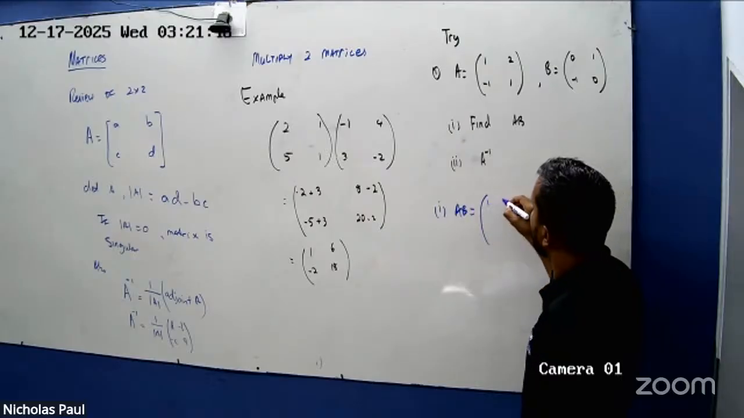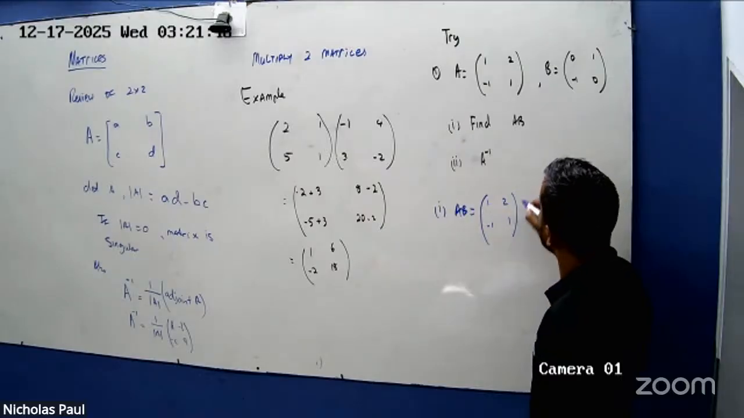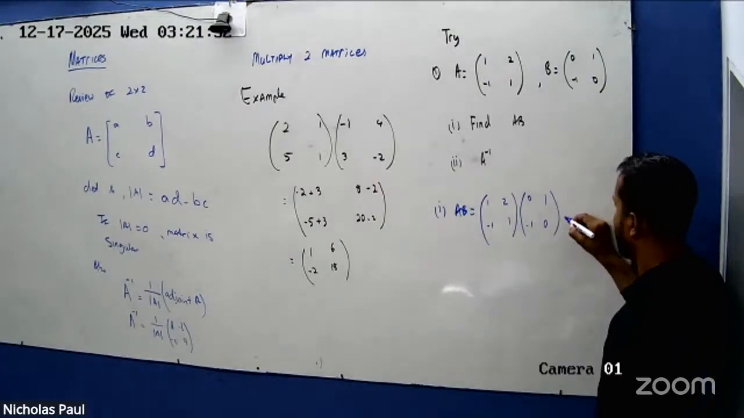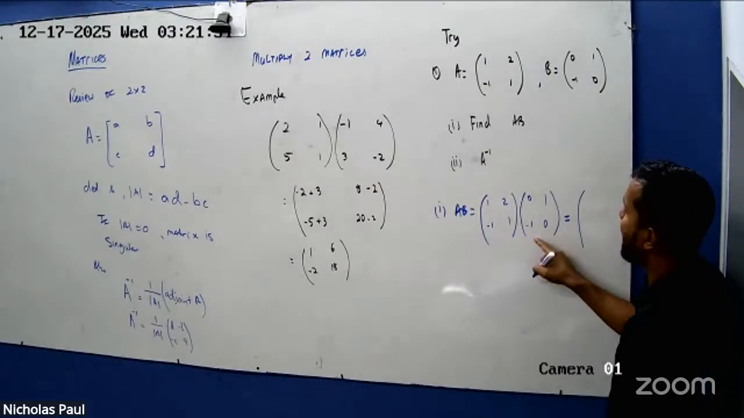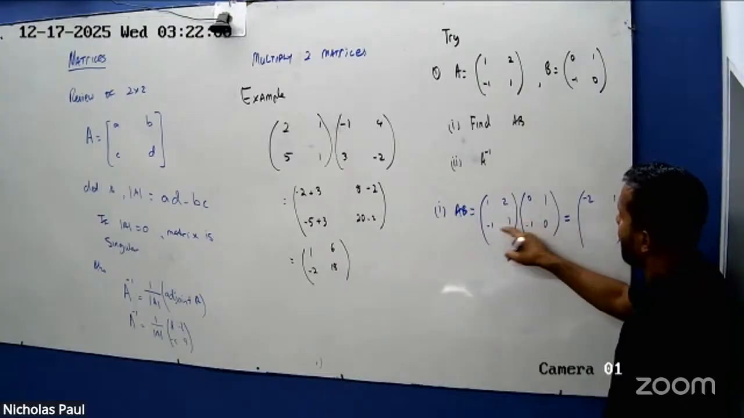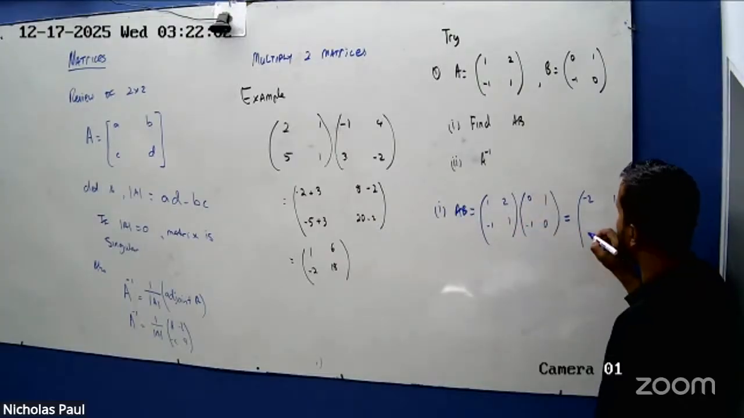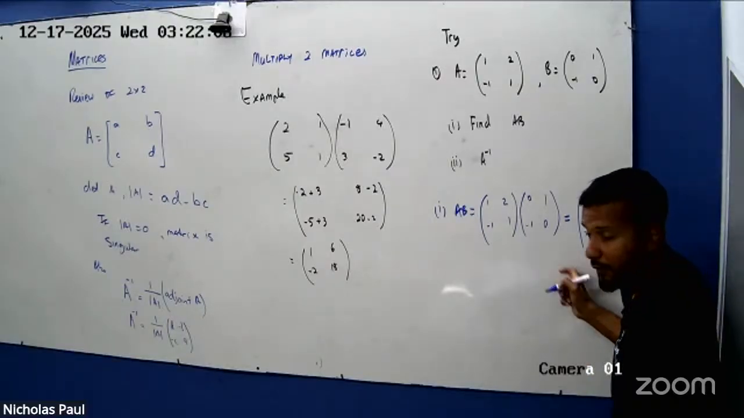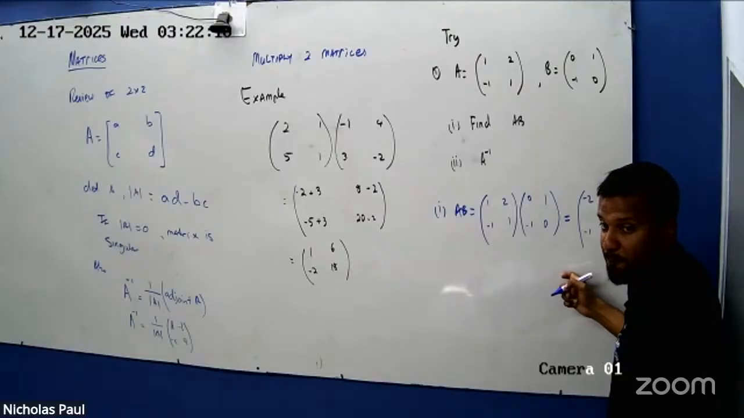AB is [1, 2; minus 1, 1] times [0, 1; minus 1, 0]. So when you multiply row by column, 0 minus 2, you get minus 2. Row by column, you'll get 1. Row by column, you'll get 0 minus 1. Row by column, you'll get minus 1. Anybody get it? Yeah? That's the AB, right?